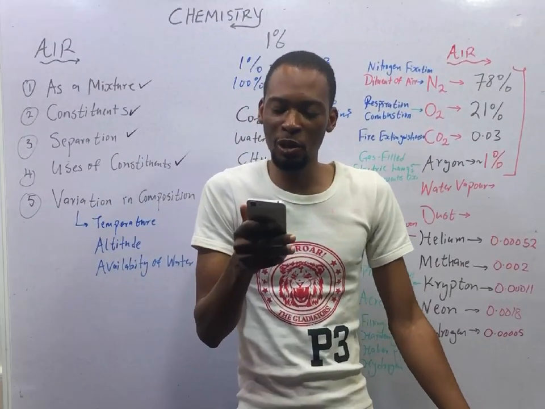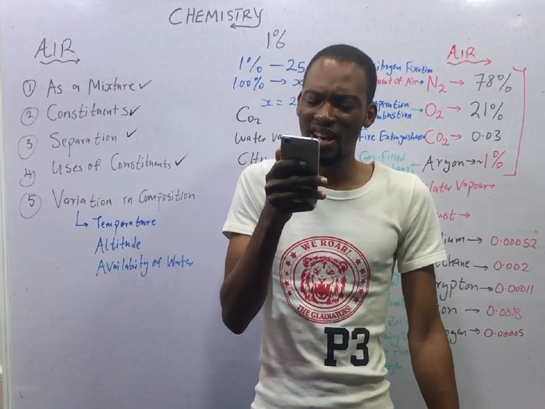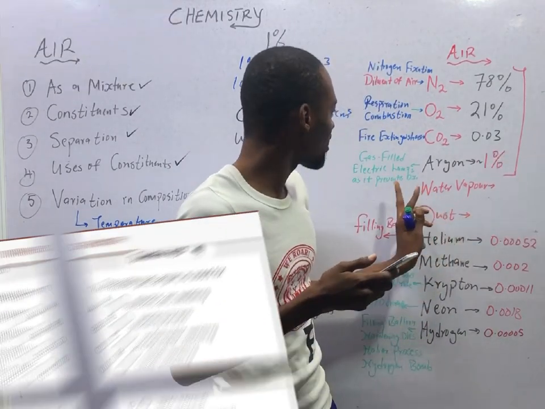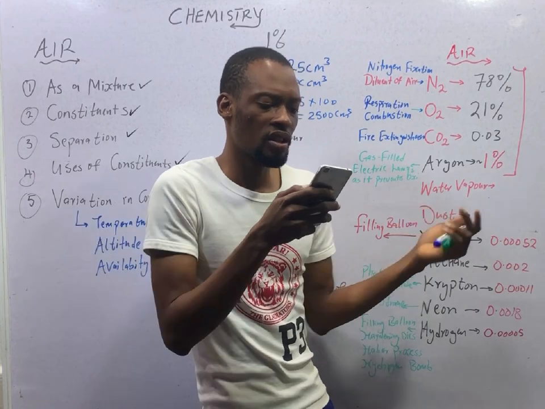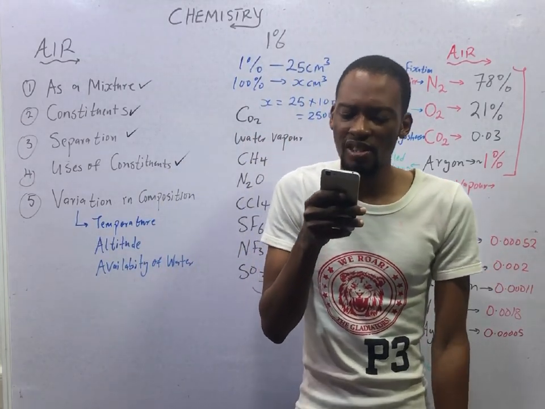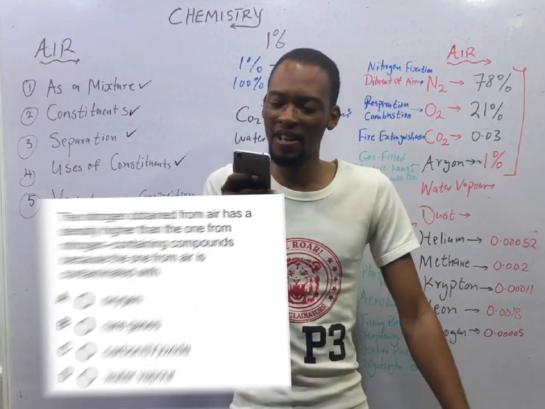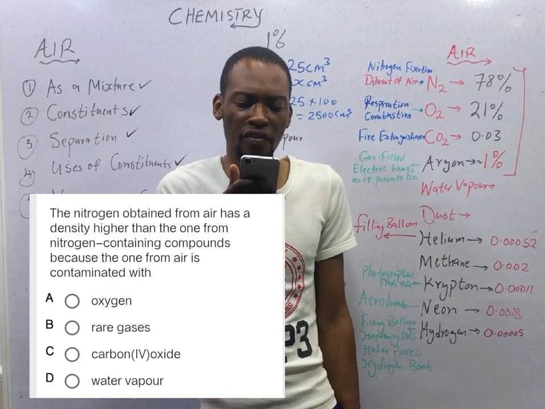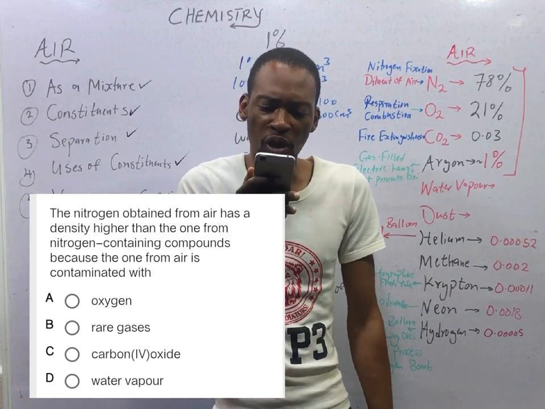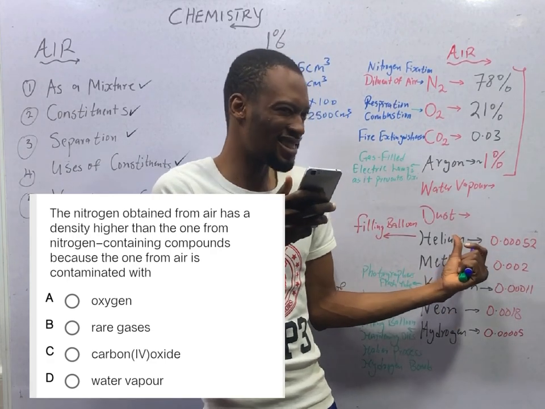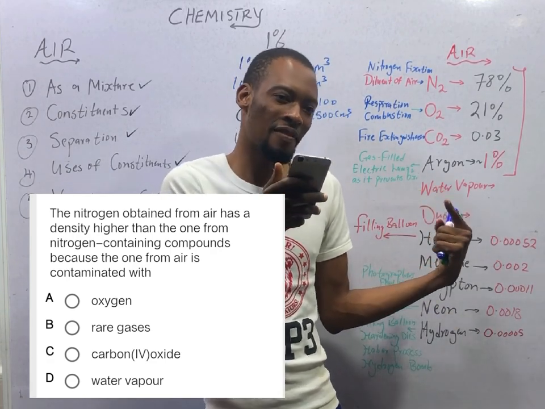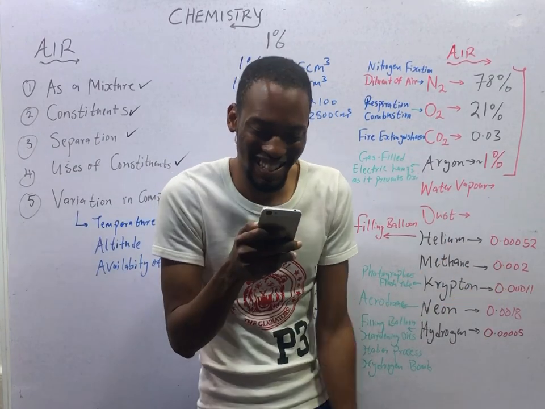The noble gas argon is used for electric arc welding. So let's add it here, electric arc welding. Then, the nitrogen obtained from air has a density higher than the one from nitrogen-containing compound because the one from air is contaminated with rare gases.